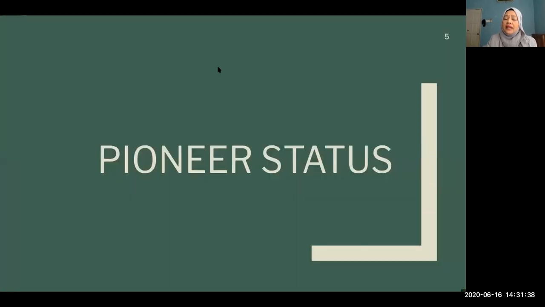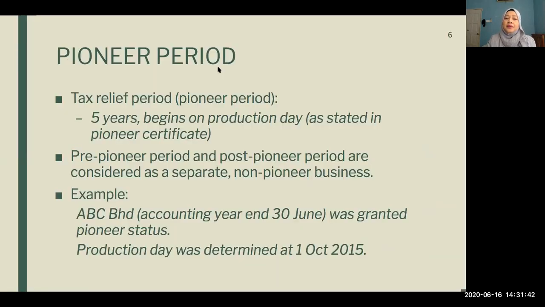All right, so now let's go into the first one, which is pioneer status. Pioneer period: the tax relief period, TRP, for pioneer is 5 years, beginning on the production day, as stated in the pioneer certificate.